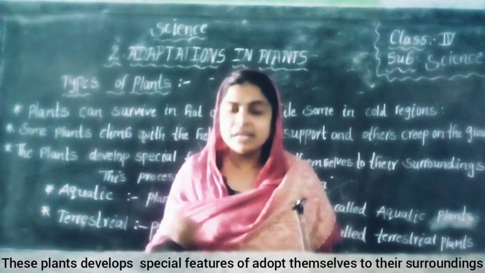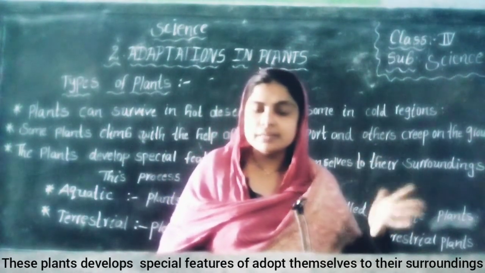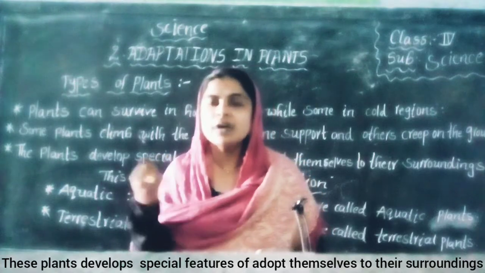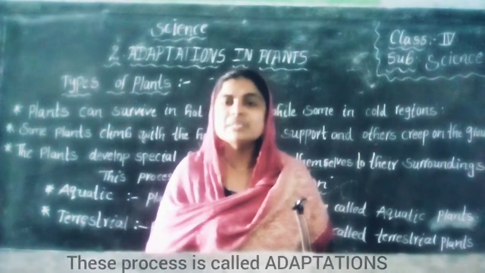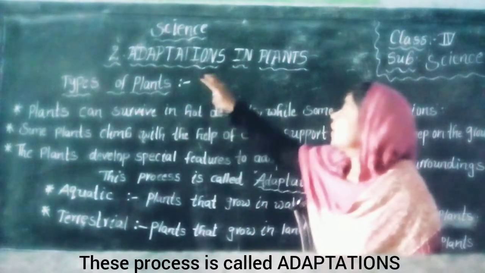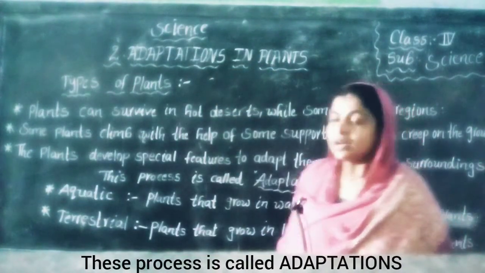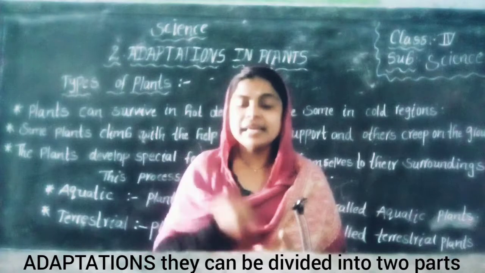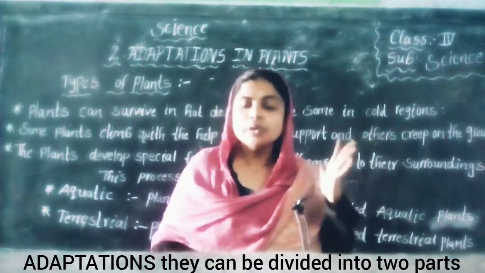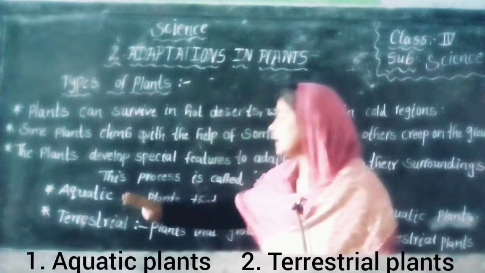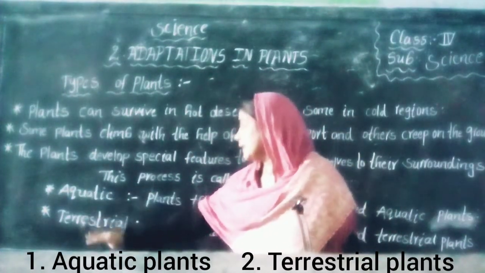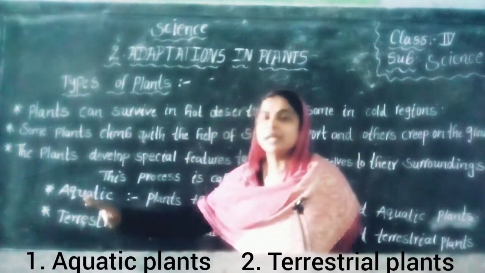These plants develop special features to adapt themselves to their surroundings. This process is called adaptation. Adaptations can be divided into two parts. How many parts? Two parts. First one, aquatic plants. Second one, terrestrial plants.